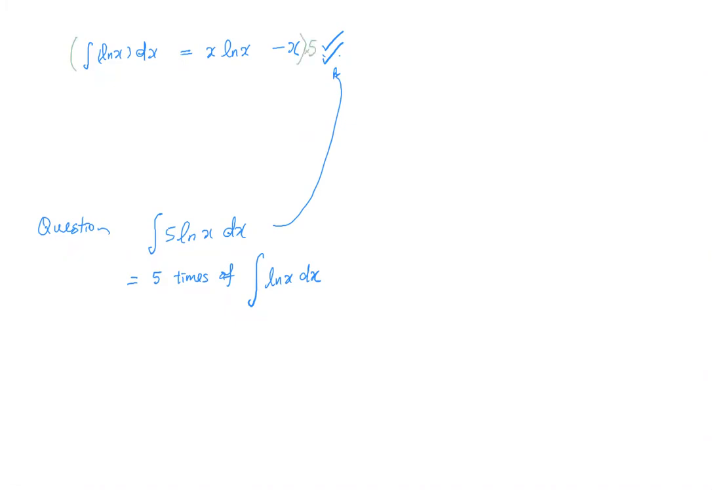So I will have integrate 5 times of this. I can write inside, I can write outside. It doesn't matter. It will be 5 times of x ln x minus 5x. Then over here, after I've completed everything, I just put a plus c. That is fine. Do you get me?